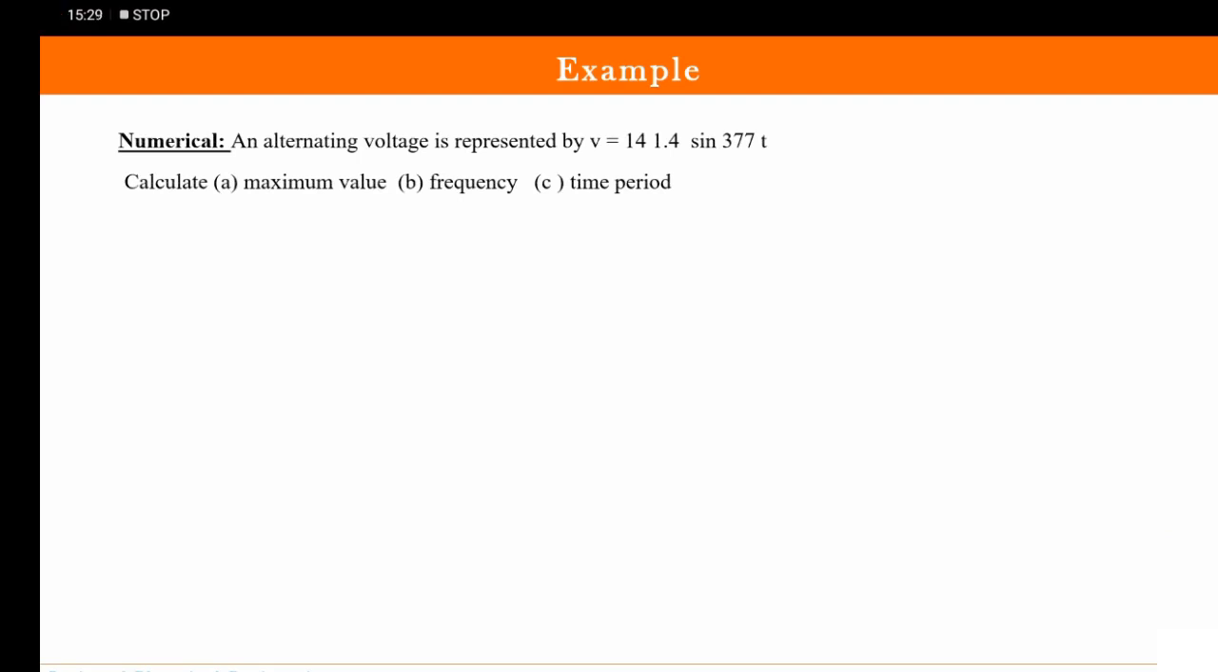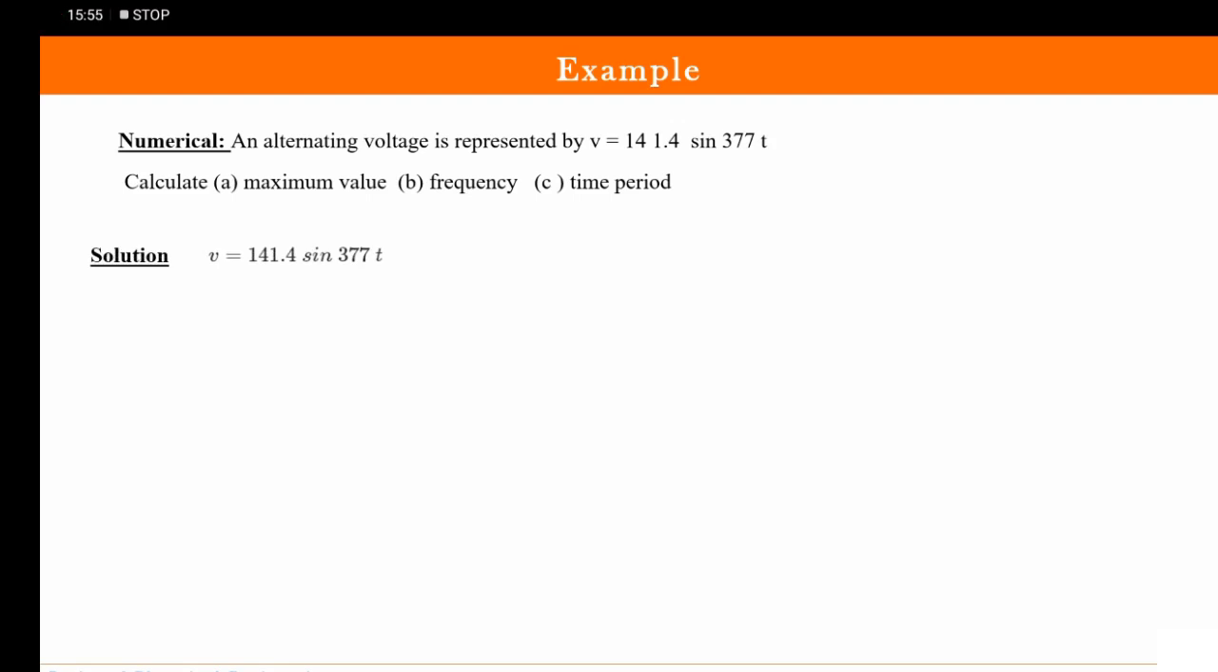Next numerical says an alternating voltage is represented by V is equal to 141.4 sine 377t. Calculate the maximum value, frequency and the time period. Let me repeat that all these problems are taken from previous year's question paper. So these problems are simple, but we have to have our basics clear. So of course we can secure marks.